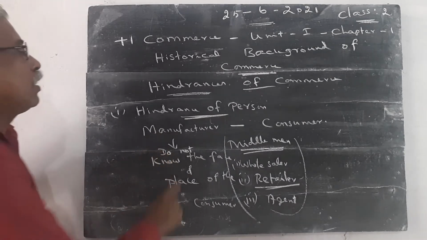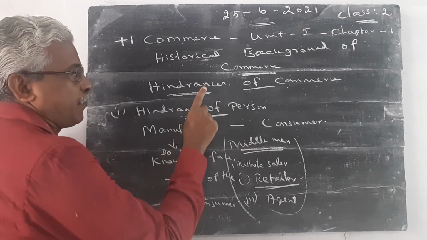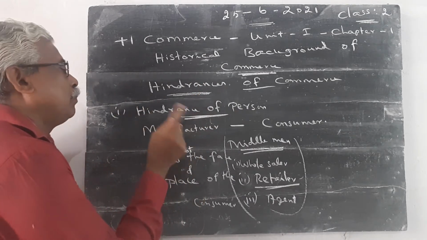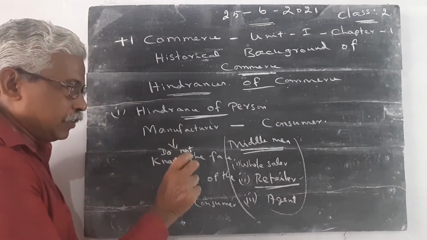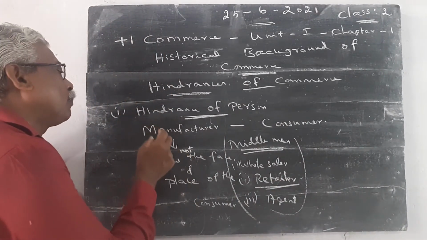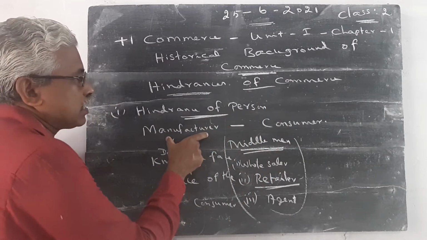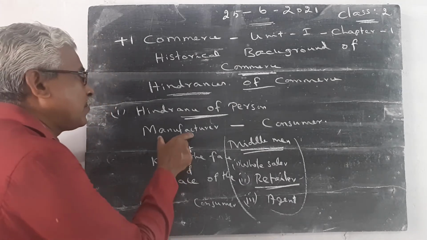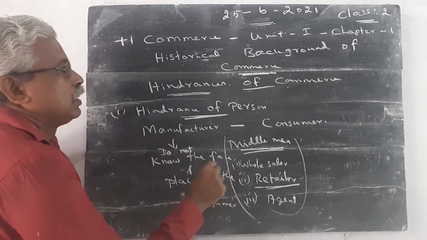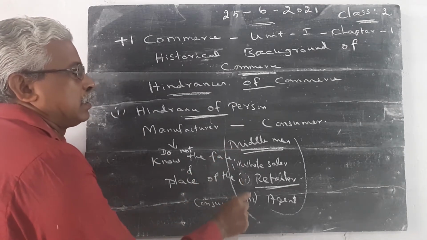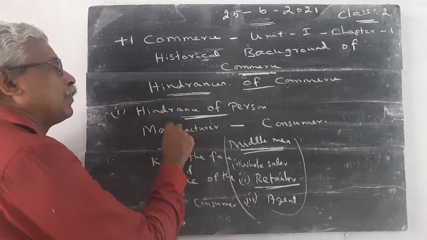Once again I repeat, hindrance of person. The commercial activities begin with the manufacturer and end with the consumer. The manufacturer manufactures the product. The manufacturer does not know the face and place of the consumer, but some middlemen like retailer, wholesaler and agent transfer the goods from the manufacturer to the consumer.